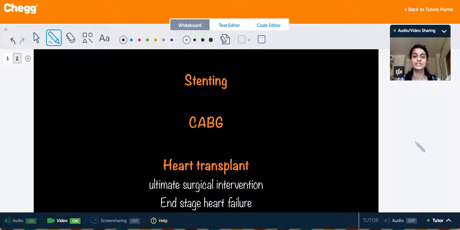Moving on, there are certain things that we can implant into the patient. For example, stenting is one of the methods that we use to treat CHF caused by atherosclerosis, coronary artery disease, or ischemic heart disease, which is one of the major causes of CHF, as I mentioned in one of my previous videos. In stenting, we take a metal tube that's flexible.